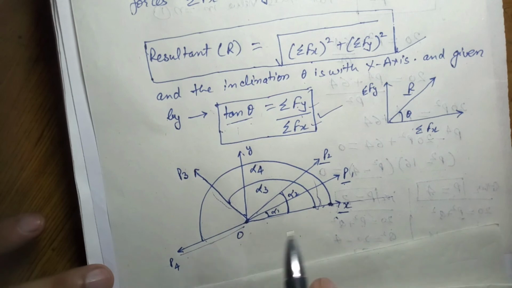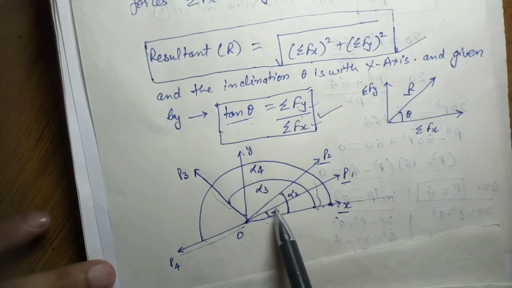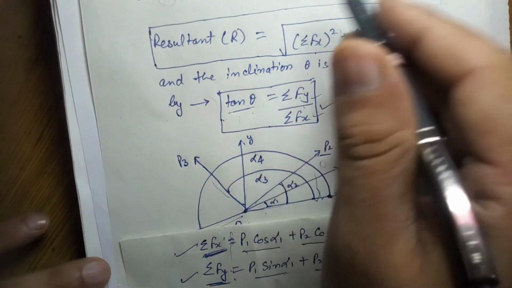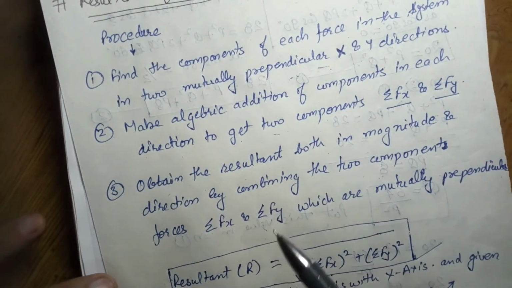So in the case of coplanar concurrent forces, this is the way we find the resultant and direction using these three steps.